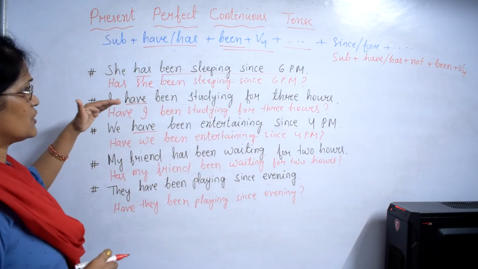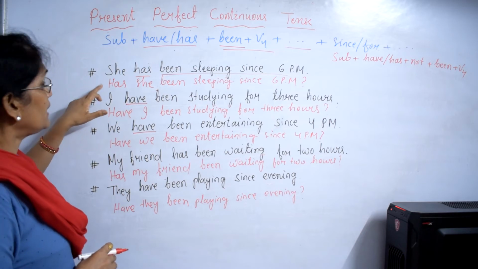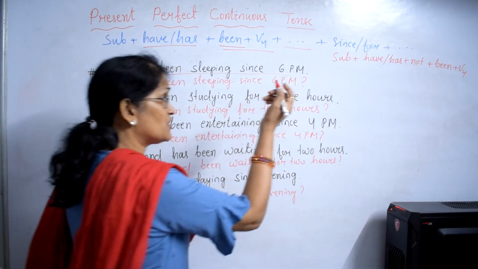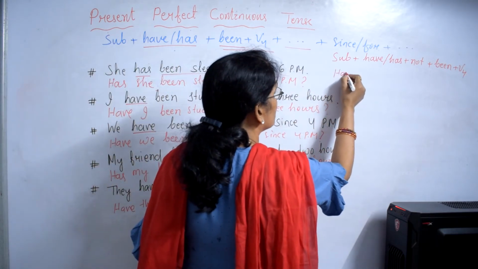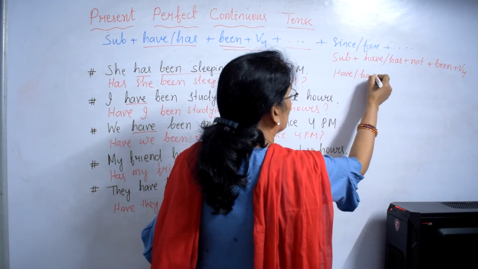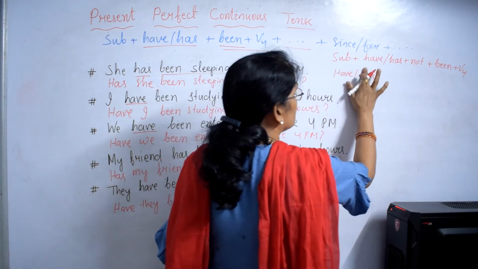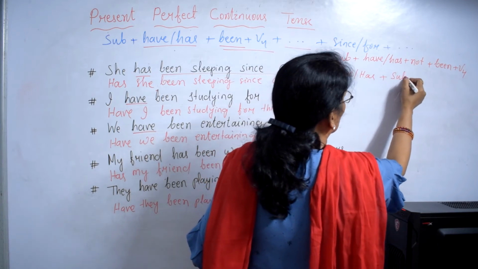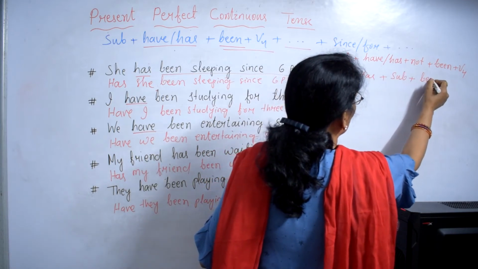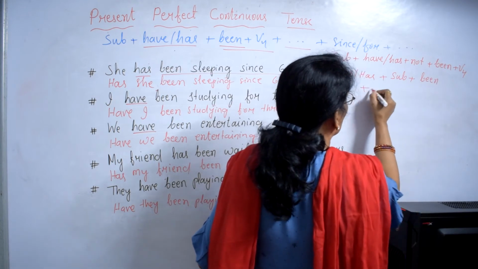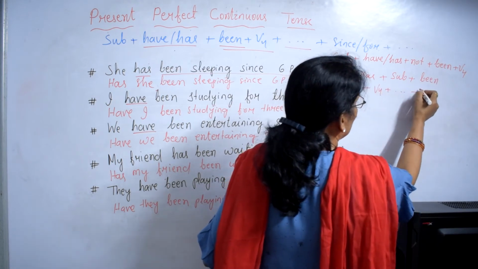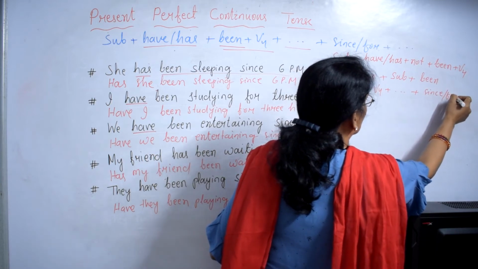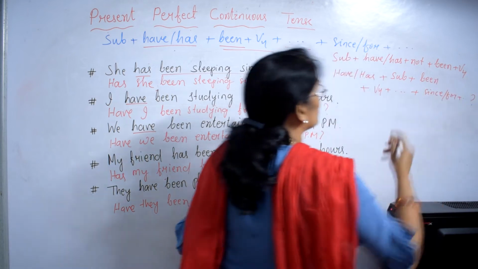So, this is the structure of the present perfect continuous interrogative sentence. So, what is the structure? Have or has, plus subject, plus been, plus verb, then question mark.